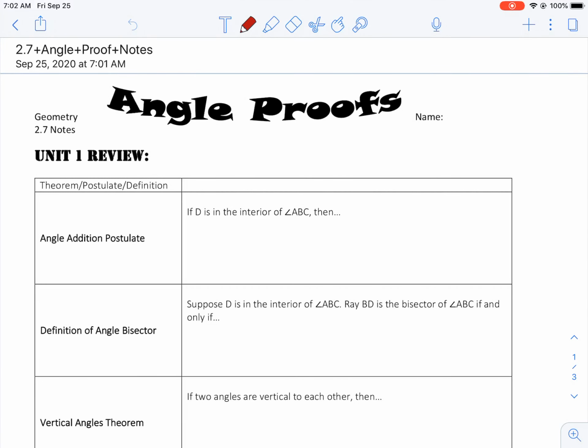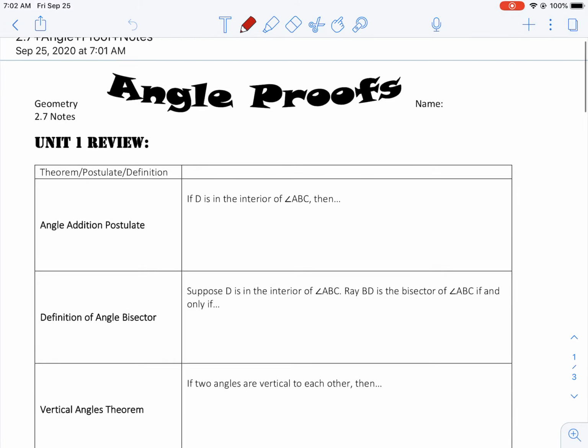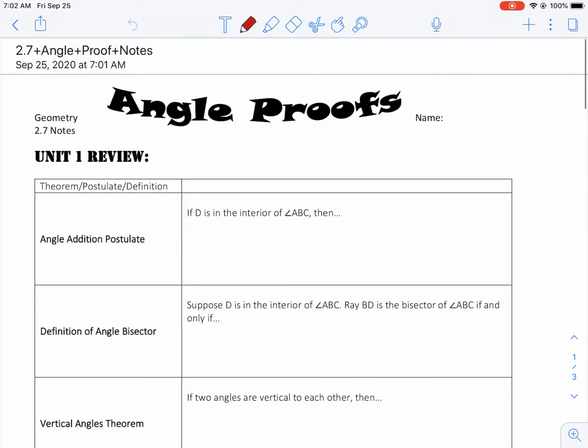Hello, this is going to be a video going over the notes for angle proofs, all right? This lesson is going to be very similar to segment proofs, just doing the same stuff, but with angles. So just like with segment proofs, we're going to start off by doing some Unit 1 review.